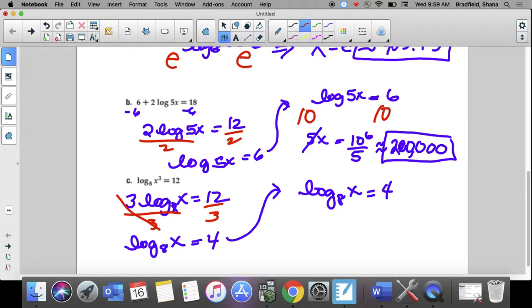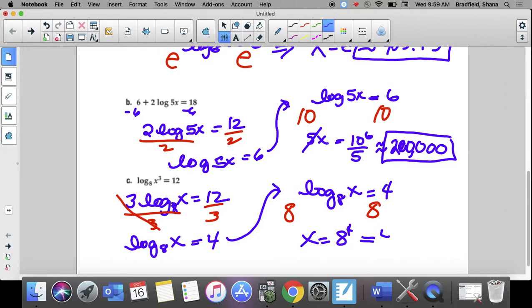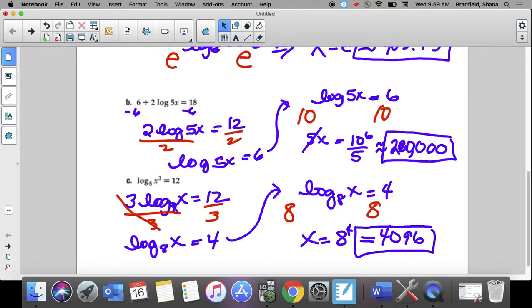So because I have log base 8, I'm going to make 8 my base. And that leaves me with x equals 8 to the 4th. And we'll see how much that is. $4,096. So hopefully you get the idea there.